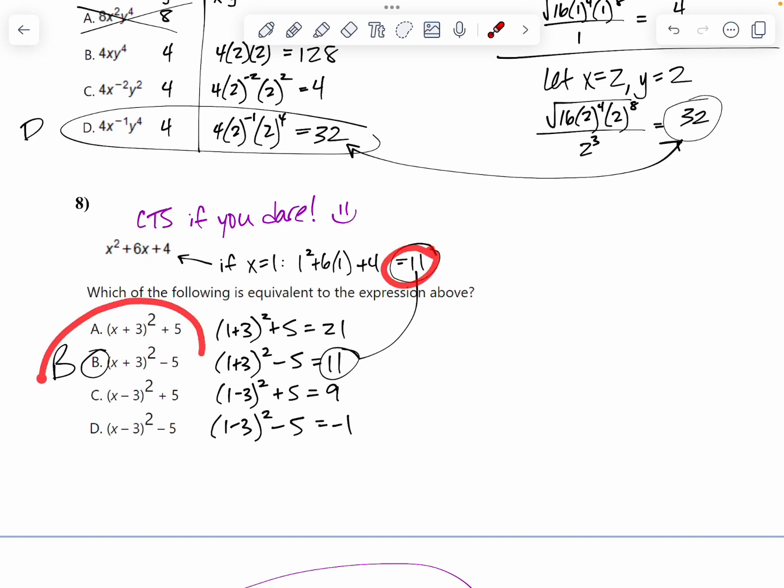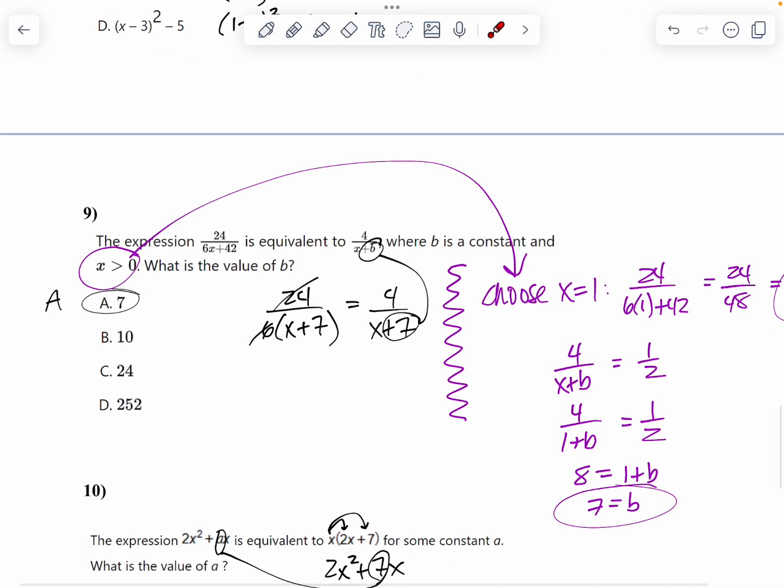And I'm going to go through my answer choices, and I'm going to plug in 1 for all of them, as you can see that I did, and I'm going to try and figure out which one equals 1, which is the second answer. Number 9.